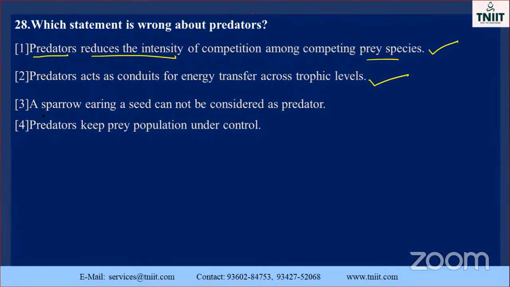Okay. A sparrow eating a seed cannot be considered as a predator. No, it is also a predator. So this is the wrong statement. Predators keep prey population under control. Yes, the population control is also done by them. The predator keeps prey under control only. This is the correct one. So which one is the wrong answer? The third one is the wrong answer.